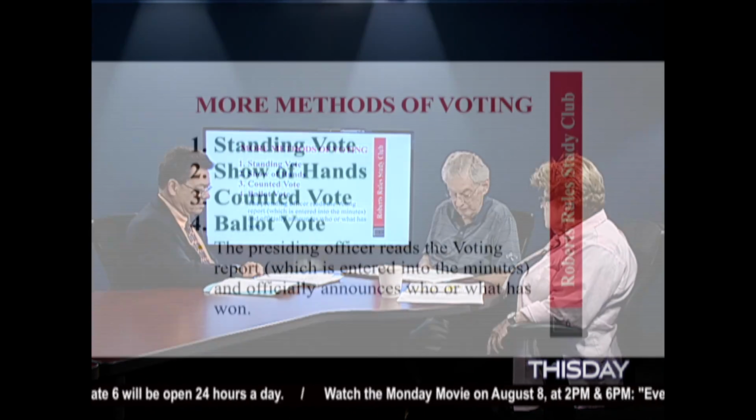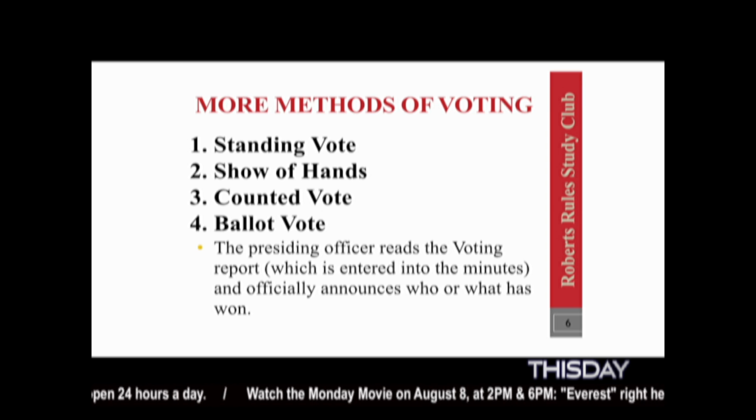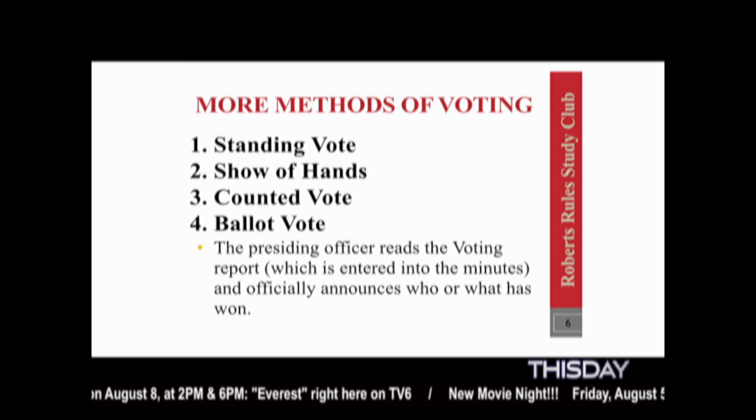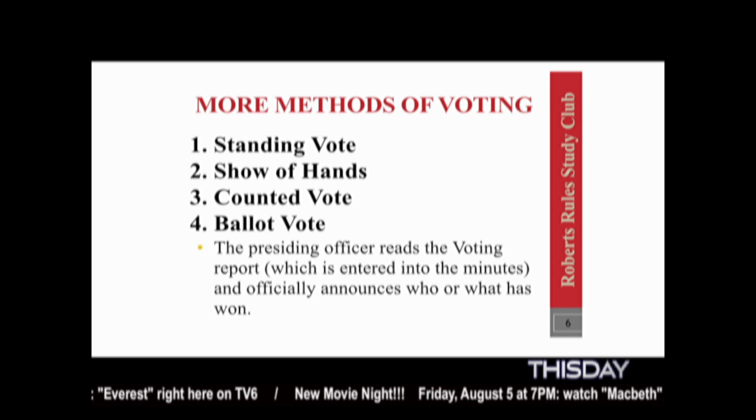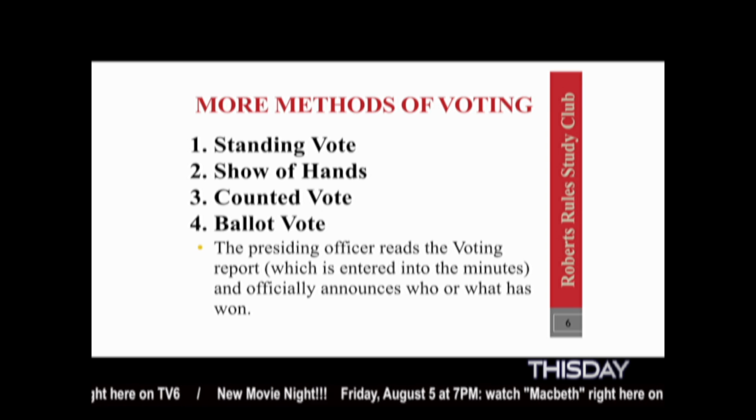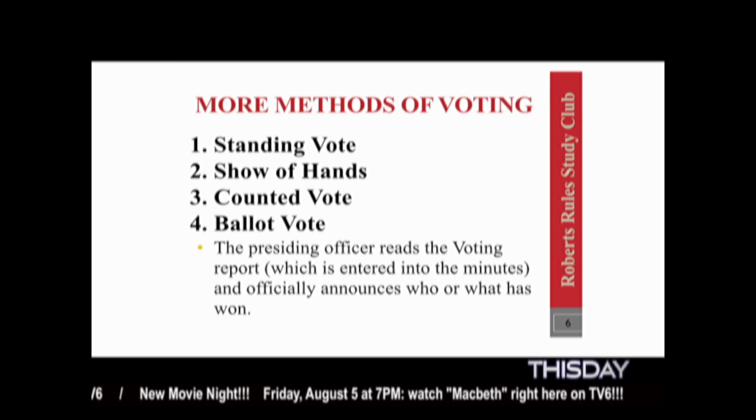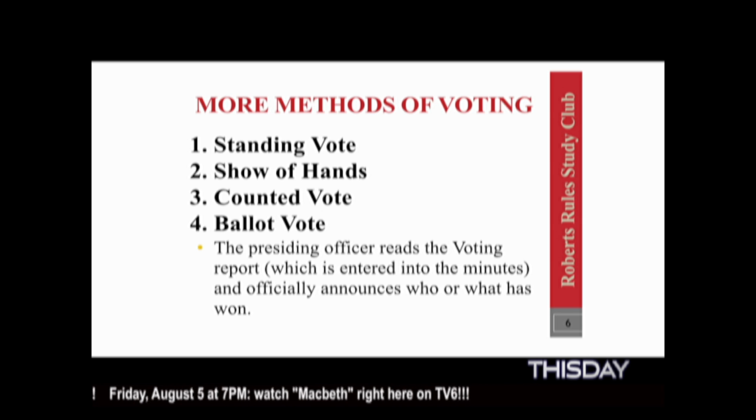The show of hands, I think, is obvious. And a counted vote pertains to large groups, not our small boards. And a ballot vote, I think, is pretty obvious, self-explanatory. Hand out the ballots, collect the ballots, count the ballots, and announce.